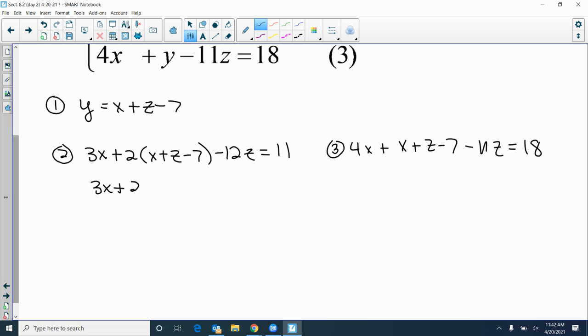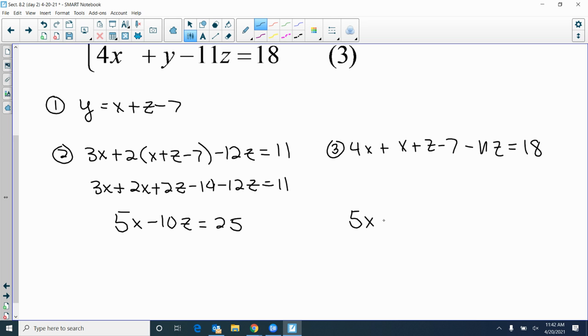Three x plus 2x plus 2z minus 14 minus 12z equals 11. I get 5x minus 10z equals 25, it looks like. 4x plus x is 5x minus 10z equals what? 25. Got the same thing.